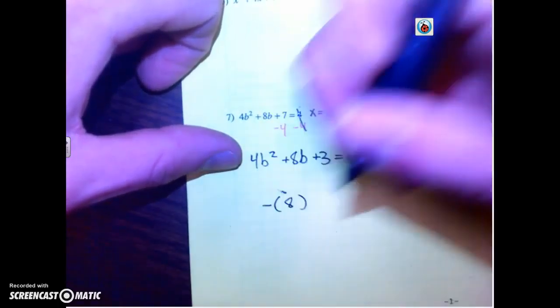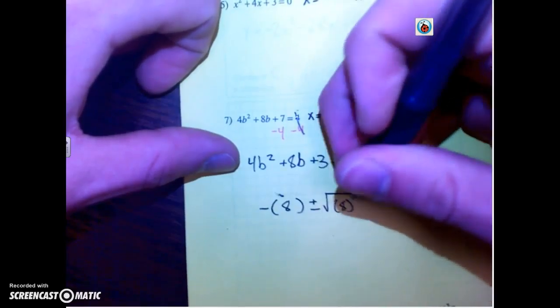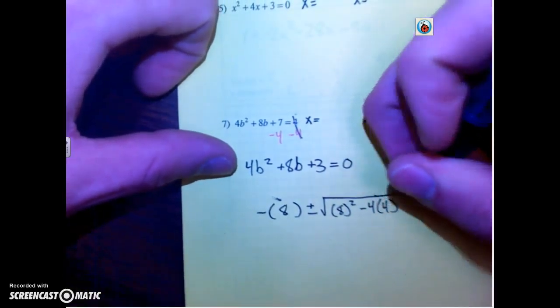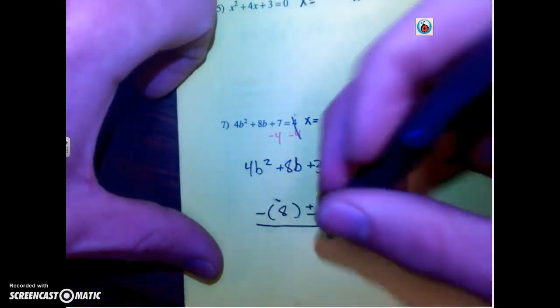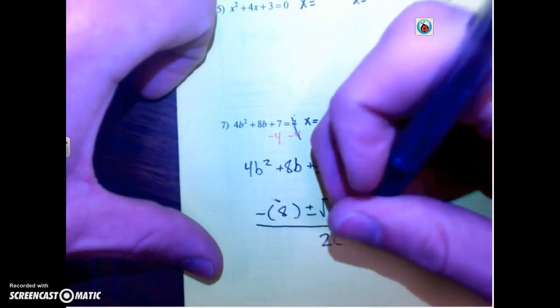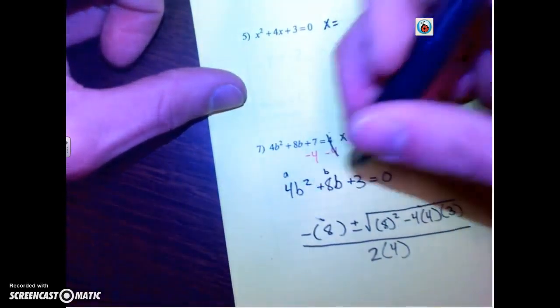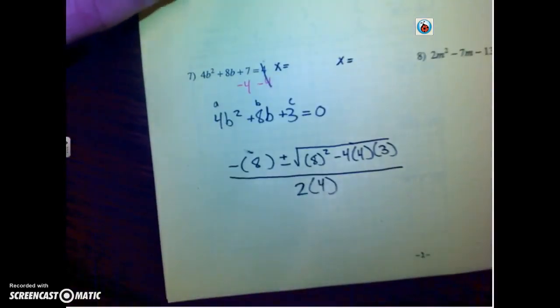I have negative b plus or minus the square root of b squared minus 4 times a times c, where c is 3, all over 2a. I just got this from, this is my a value, this is my b value, and this is my c value. And then we just simplify this out.